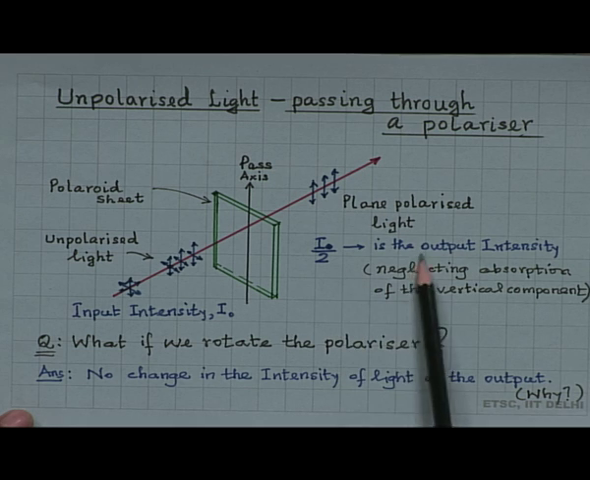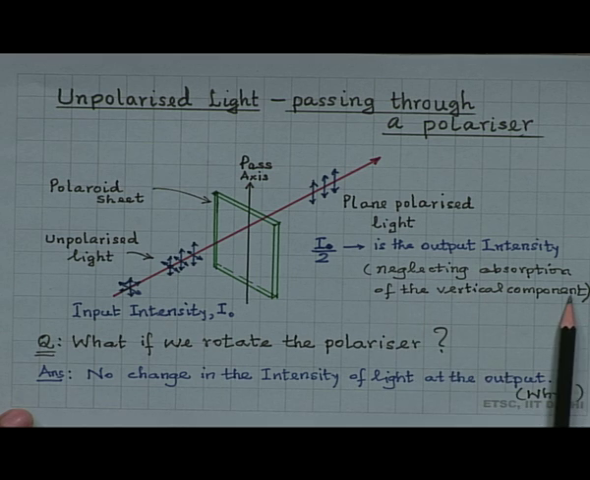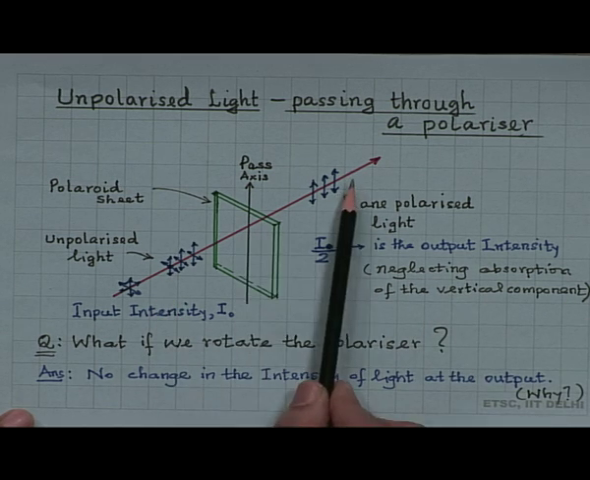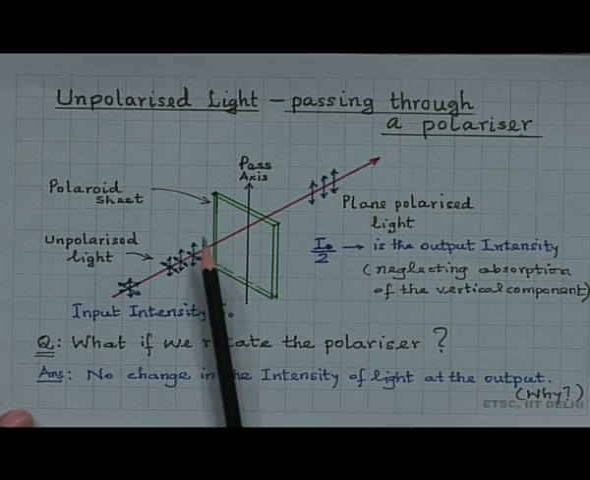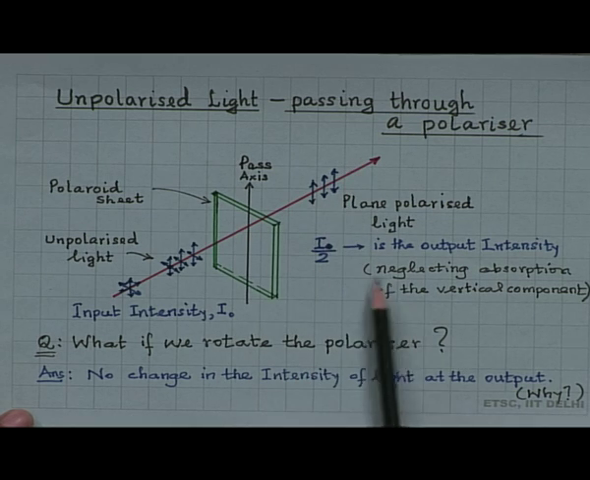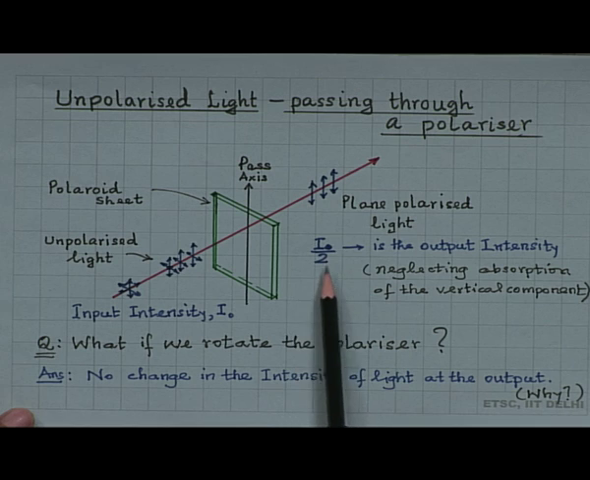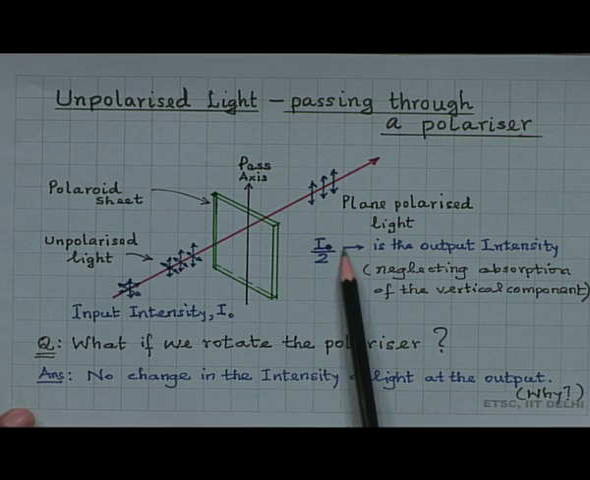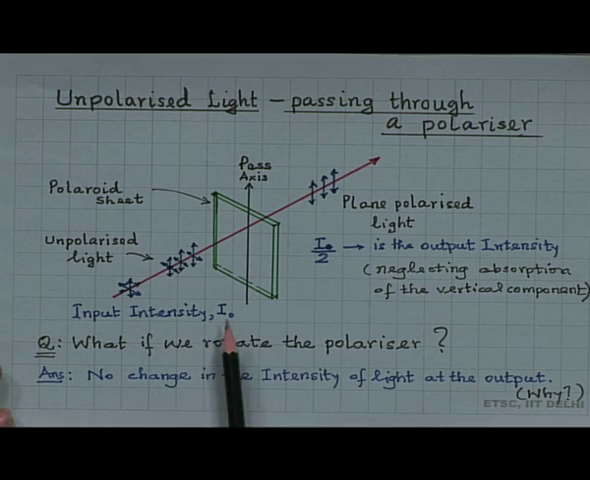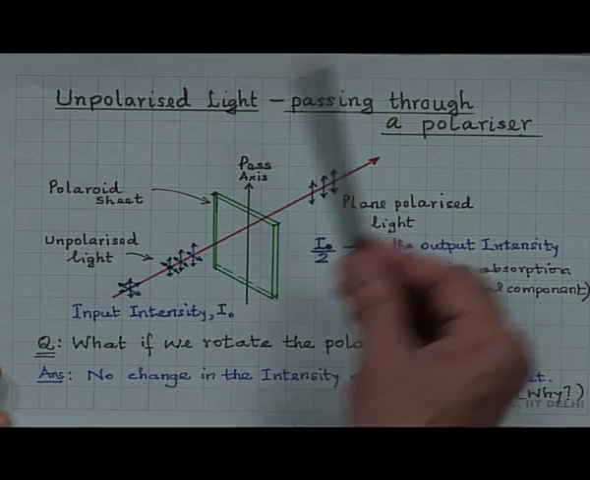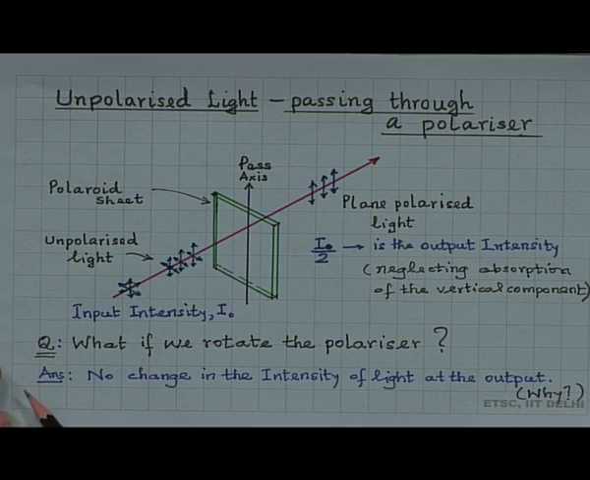So, I0 by 2 is the output intensity. Of course, we have neglected absorption of the vertical component. There is a little bit of absorption even for the vertical component, even though it is passing through the axis. In practice the output is slightly less than I0 by 2, but we neglect the absorption and say that if I0 is the input, then I0 by 2 is the output on the other side. Now, what if we rotate the polarizer?